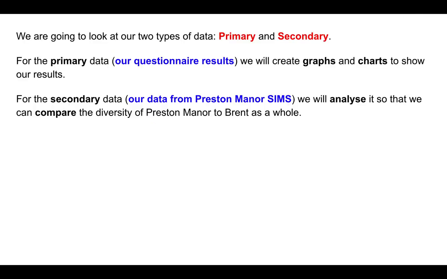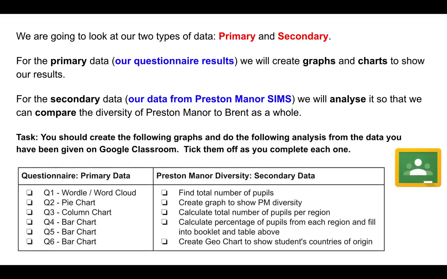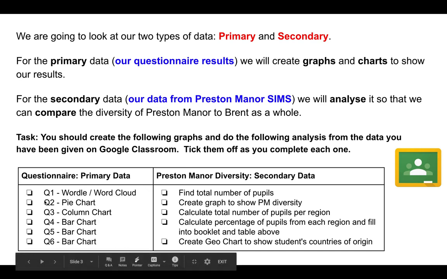Looking at our 2 types of data, primary and secondary, if you look on the 10th page of your booklet, you have a grid at the top that looks like this. This is the overall plan for lesson 4. For the questionnaire and your primary data, you need to create a variety of different data presentations. We're going to create a Wordle or word cloud, a pie chart and a column chart, a bar chart.